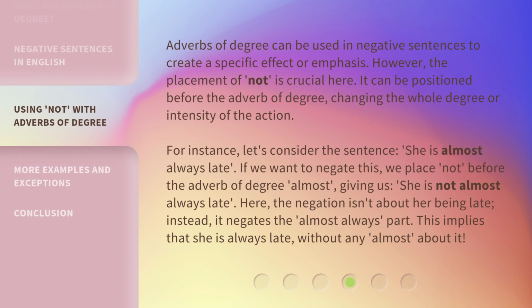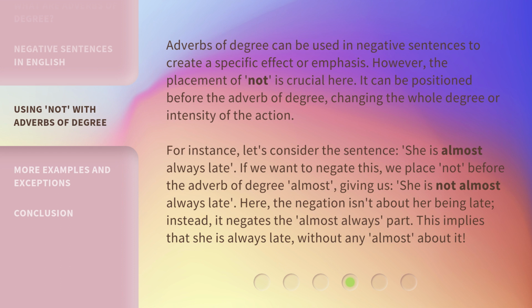Adverbs of degree can be used in negative sentences to create a specific effect or emphasis. However, the placement of not is crucial here. It can be positioned before the adverb of degree, changing the whole degree or intensity of the action. For instance, let's consider the sentence, she is almost always late.